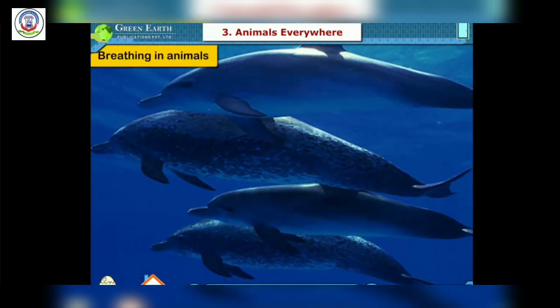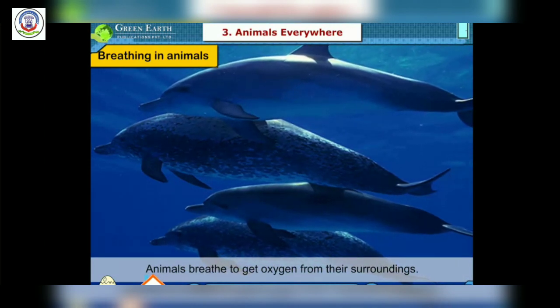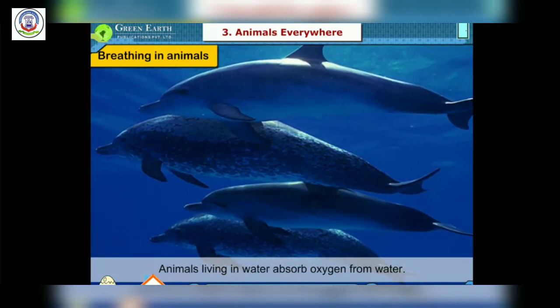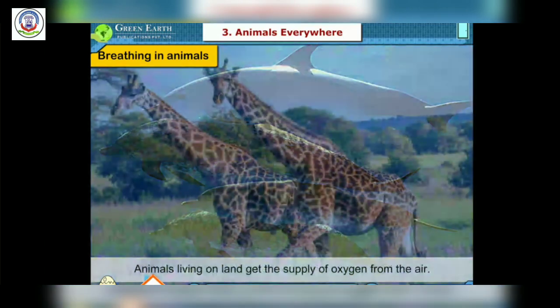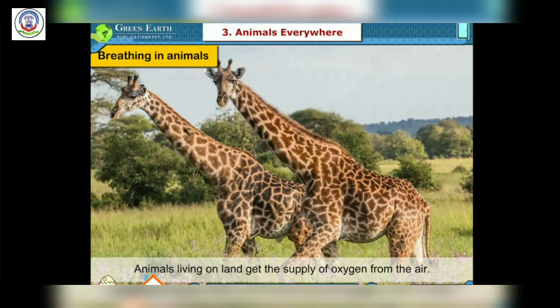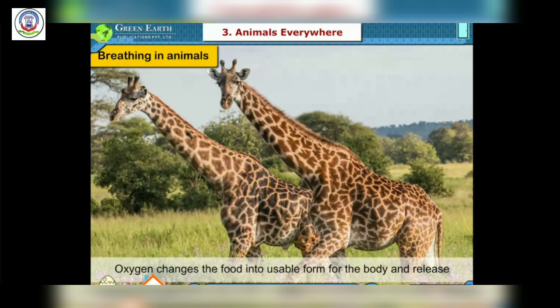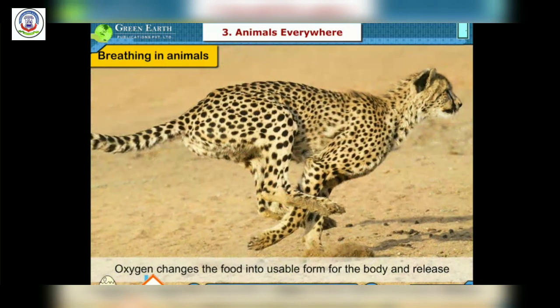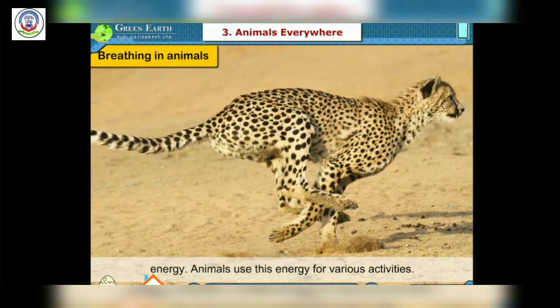Breathing in animals. Animals breathe to get oxygen from their surroundings. Animals living in water absorb oxygen from water. Animals living on land get the supply of oxygen from the air. Oxygen changes the food into usable form for the body and release energy. Animals use this energy for various activities.